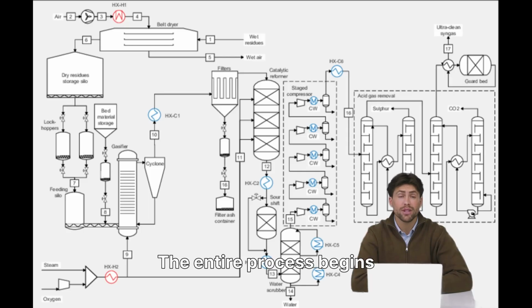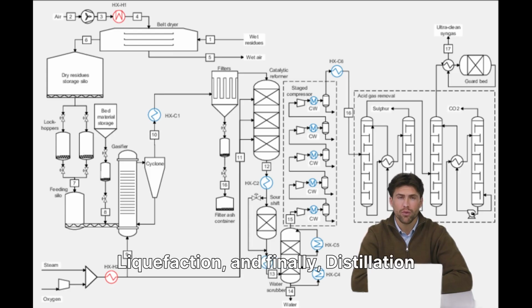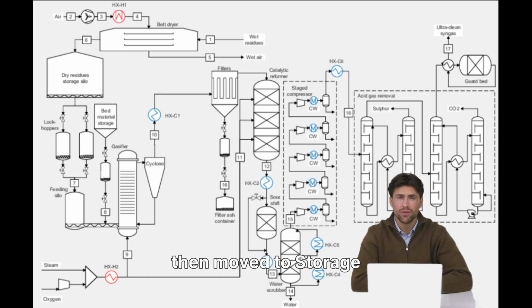The entire process begins with air intake, where atmospheric air is drawn into the system. It then progresses through compression, followed by thorough purification. Next, the air undergoes significant cooling, leading to liquefaction, and finally, distillation to separate the gases. The purified oxygen is then moved to storage and subsequently prepared for dispatch.